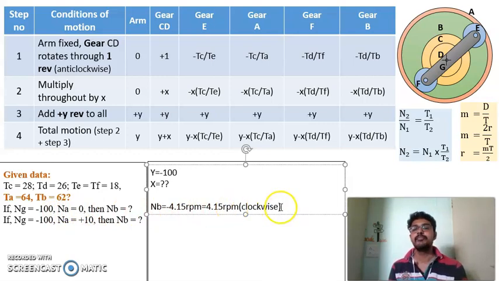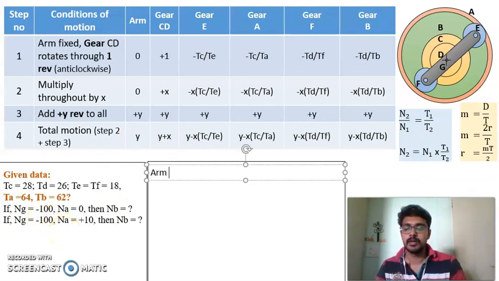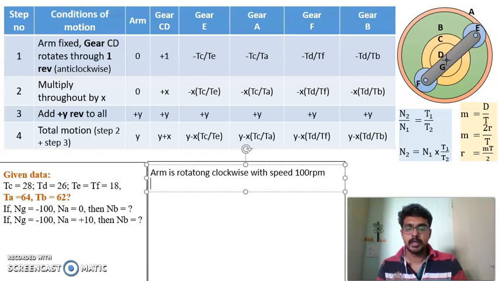Now similarly, we can find the speed of gear B if gear A is rotating in the anti-clockwise sense with a speed of 10 revolutions per minute. How do we go forward? We make use of the same table that we have over here. So we have said that the arm is rotating with a speed of 100 RPM in the clockwise direction, which means NG, that is the speed of arm, is equal to minus 100.